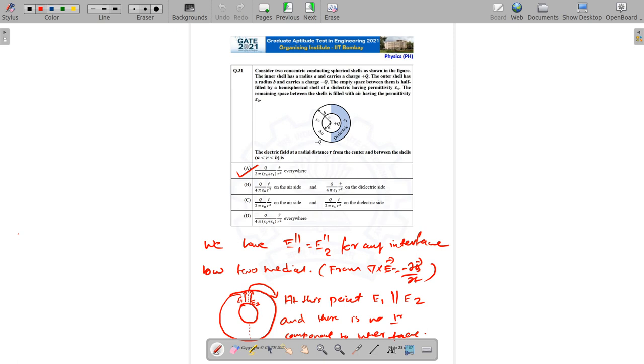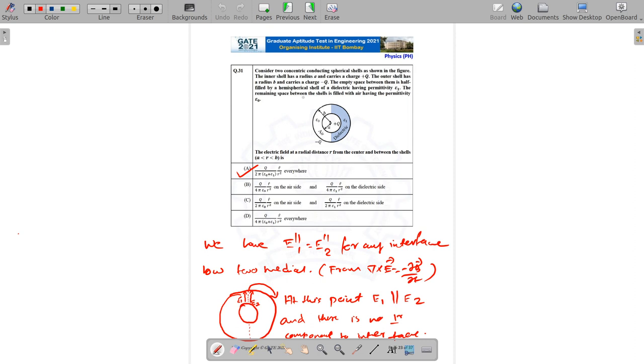Moving on to the next problem. This one is again an electrostatic problem, electric fields in matter actually. So the question is, consider two concentric conducting spherical shells as shown in the figure. The inner shell has a radius a, small a, and carries a charge plus q. The outer shell has a radius b and carries a charge minus q. So minus q and plus q, kind of a dipole setup.